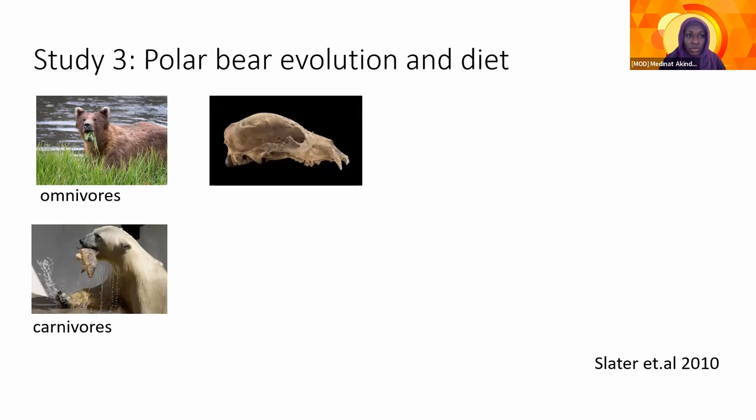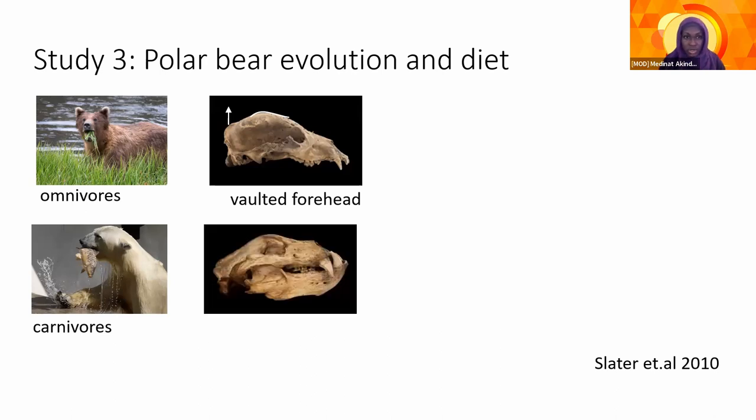If you look at the skull of a brown bear, it has a vaulted forehead, with this little curve, as compared to the polar bear skull, which is a bit flatter. The reason the polar bear has evolved to have a flatter forehead is that it makes it easier for the polar bear to dig into the ice and find their sources of food.